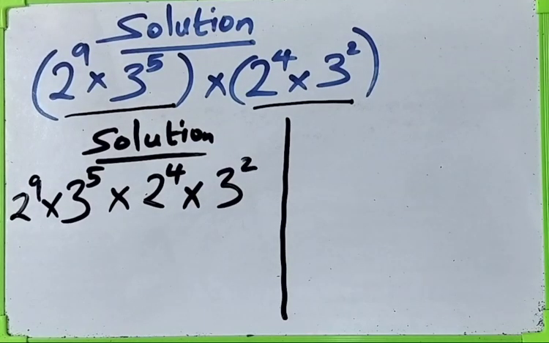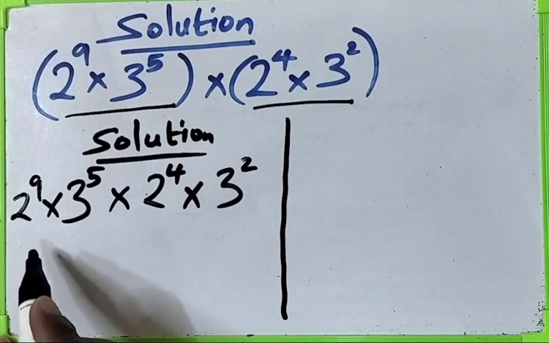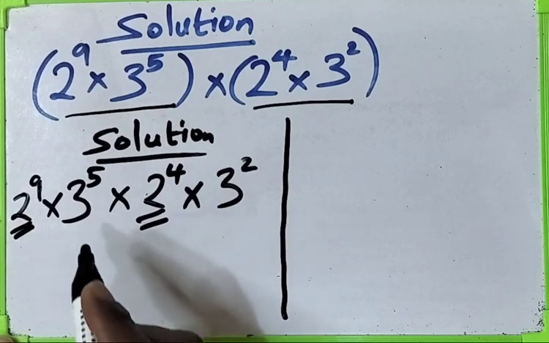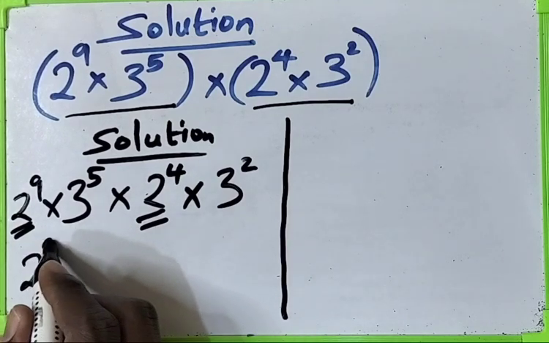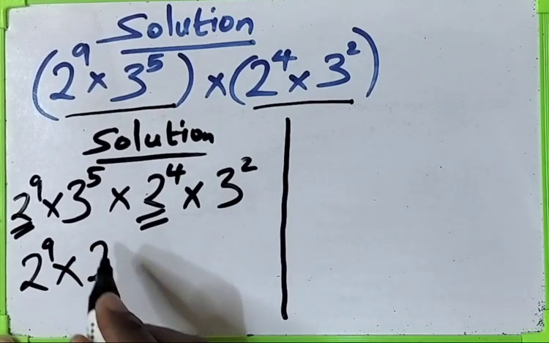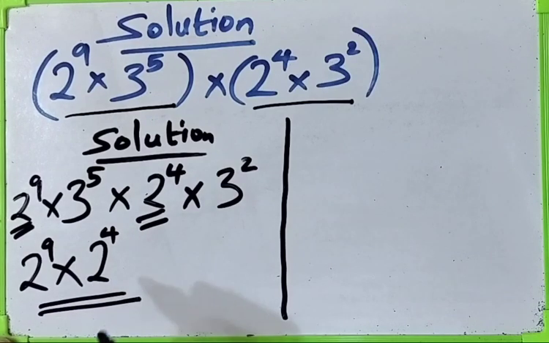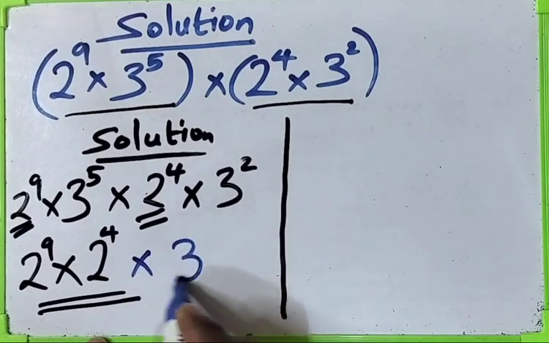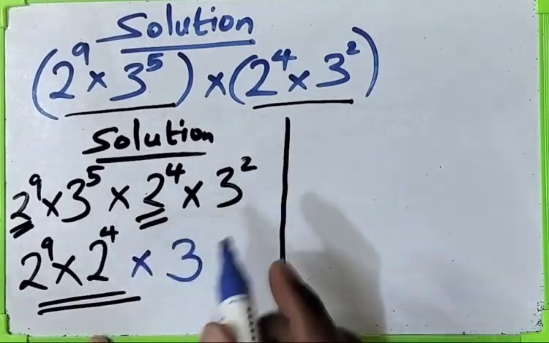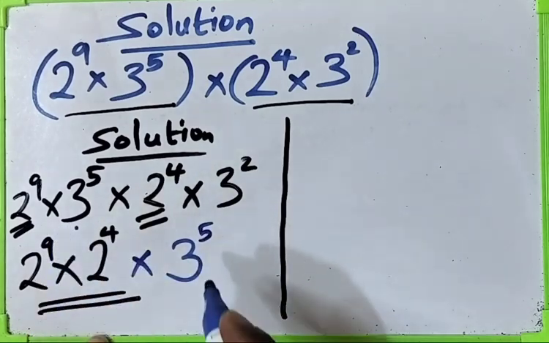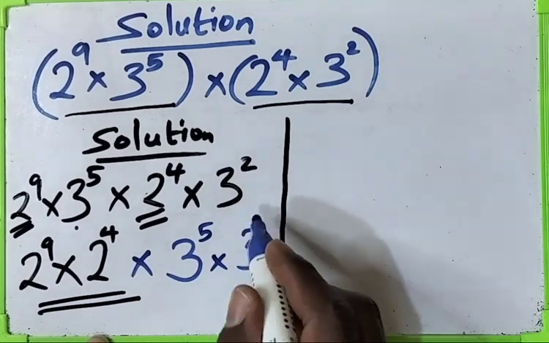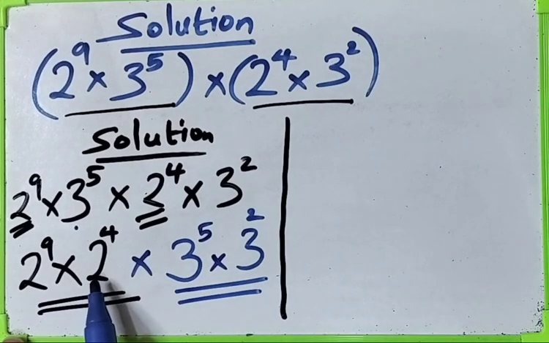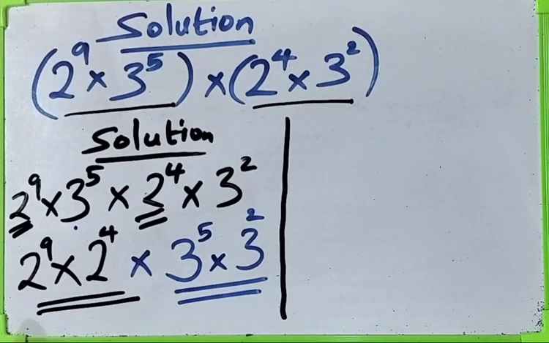In this case, we will have those with common bases multiplied together. Like now we have 2 power 9 times 2 power 4. We are looking for what we call a common base. And also 3 power 5 times 3 power 2. Again, we are looking for a common base. When the bases are common and it is a multiplication, we have clearly said that you add the powers.